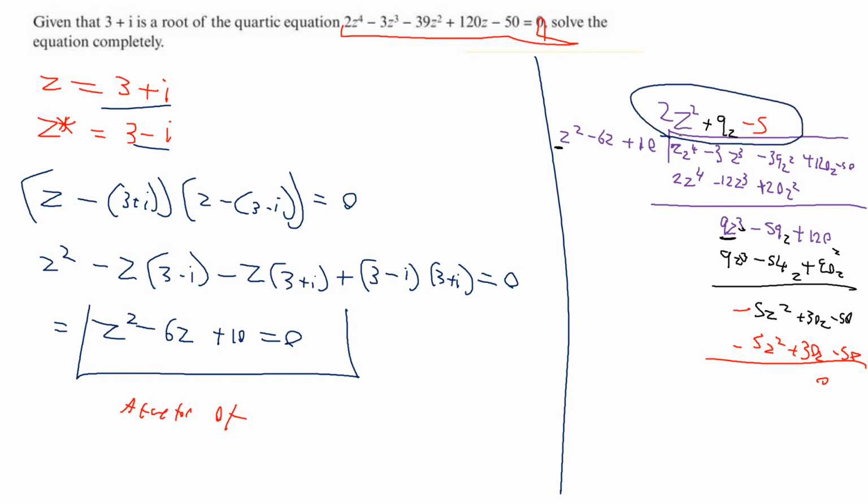2z squared plus 9z minus 5. z is equal to minus 9 plus or minus the square root of 81 minus 4 times 2 times minus 5, all over 2a, 2 times 2. And if we plug that into our calculators, we should get an answer of a half and minus 5. And those are your two real solutions of this polynomial.